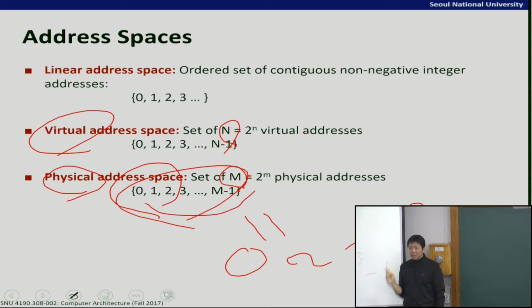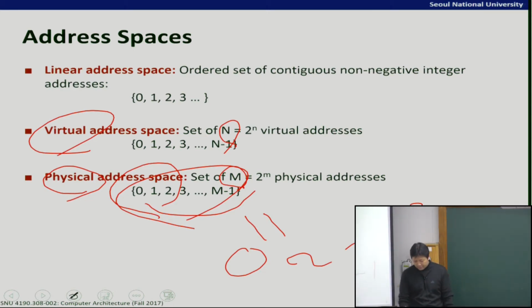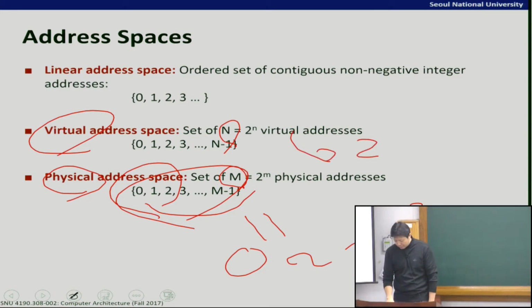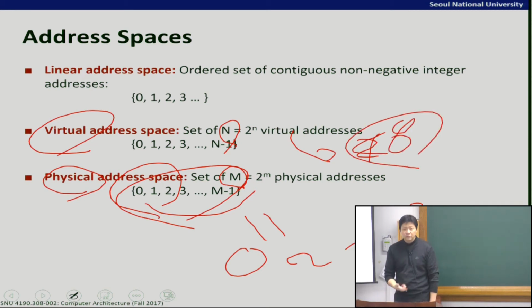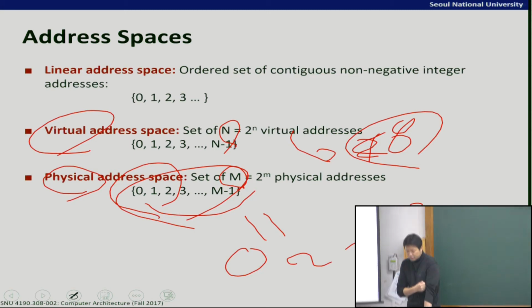But the virtual address space can be arbitrary. I mean, it can be arbitrarily large. But the typical virtual address space is somewhere around 48 bits. It's kind of a standard in the Intel x86 architecture. But the point is, the virtual address space is in general different from the physical address space.